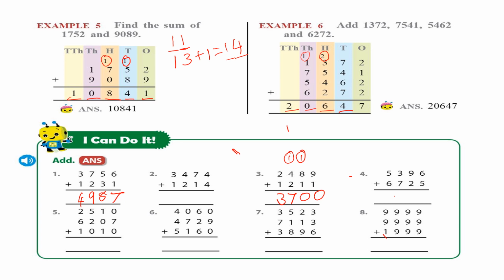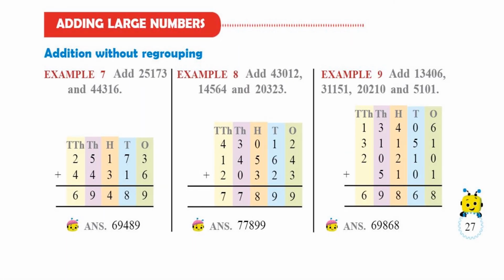Right? Now, let us move on to adding with large numbers. There we added only 4-digit numbers. Here we are going to add 5-digit numbers. That is a big number. First example is add 25,173 and 44,316.